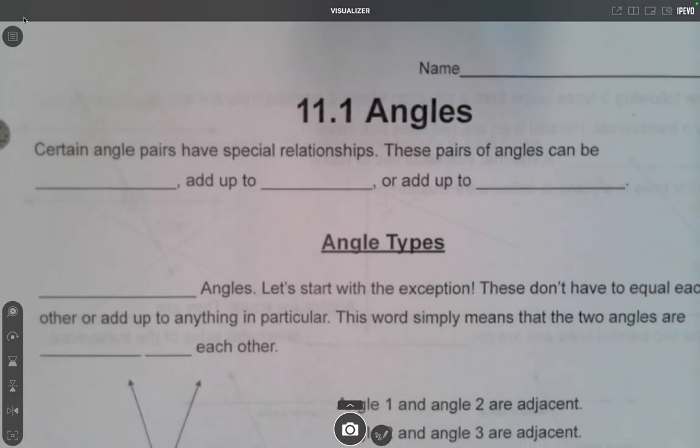Chapter 11. This is more so pre-geometry than it is pre-algebra, but they are both going to be helpful to you as you move forward with high school math in the years to come. So certain angles, we've talked about angles within triangles. Now certain angles, just in general, have special relationships.